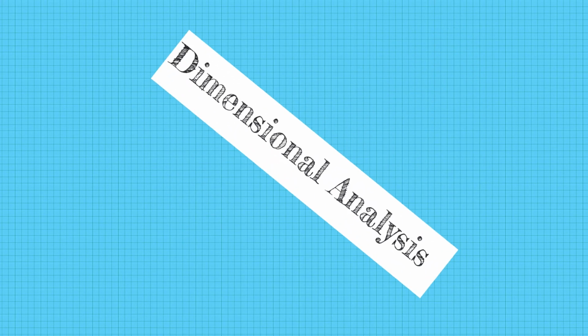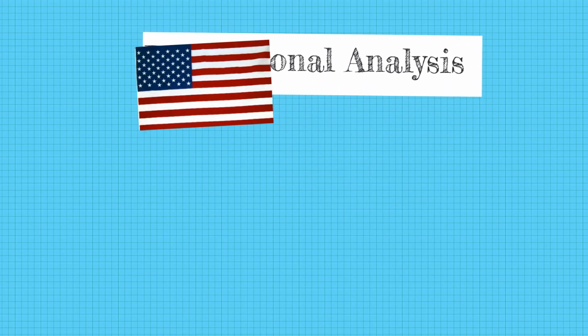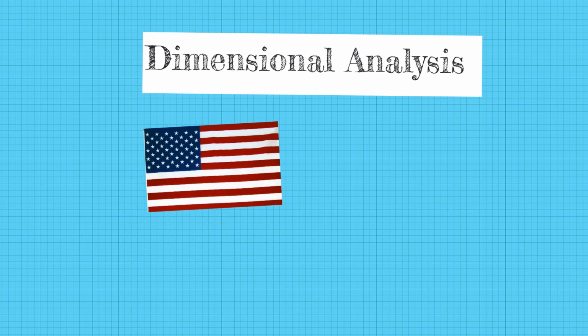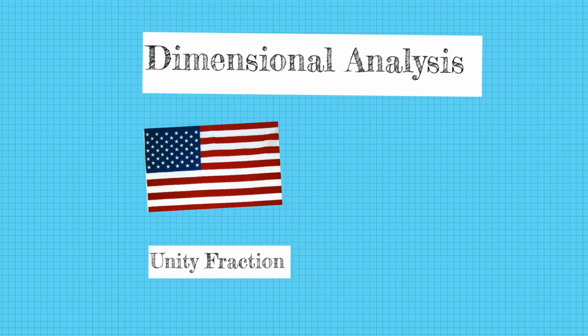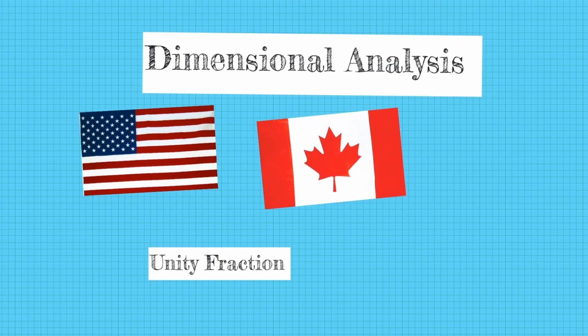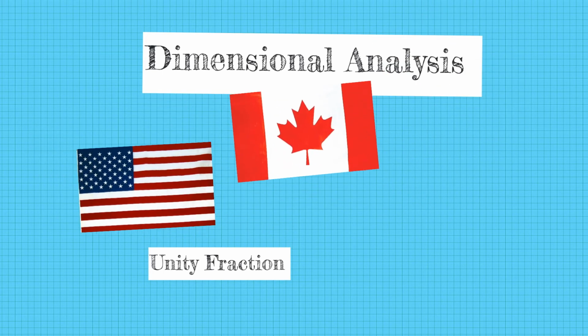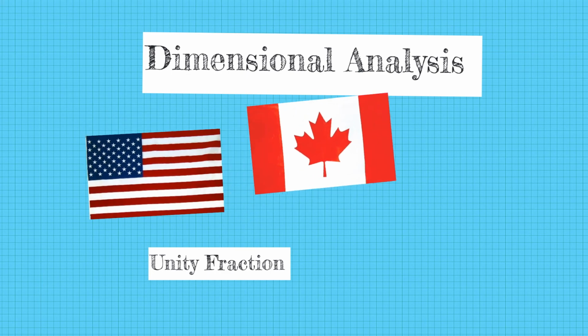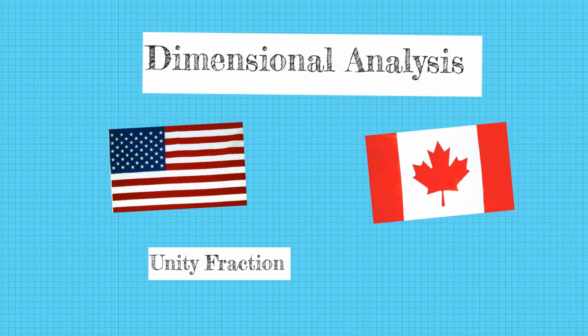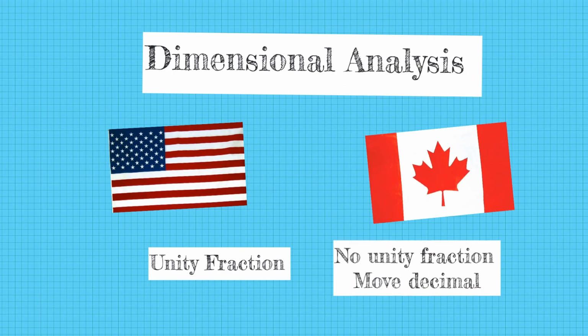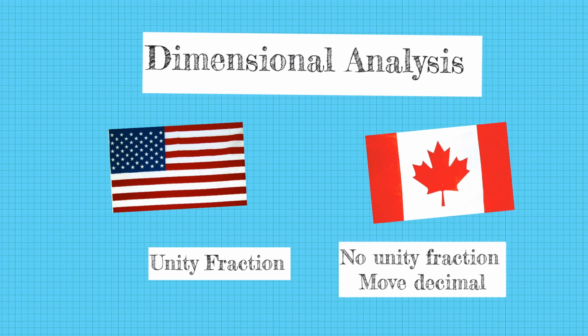Okay, so that's it for dimensional analysis. Remember, if you're converting within the customary or American system, the easiest way is going to be using those unity fractions. Also, if you're converting between American and Canadian or metric, you're also going to want to use unity fractions. If you're just converting within the metric system, though, no unity fraction needed. Just move the decimal to the right and to the left.